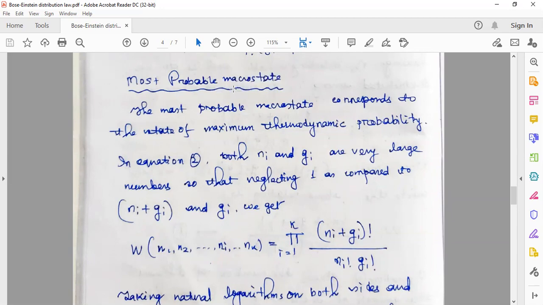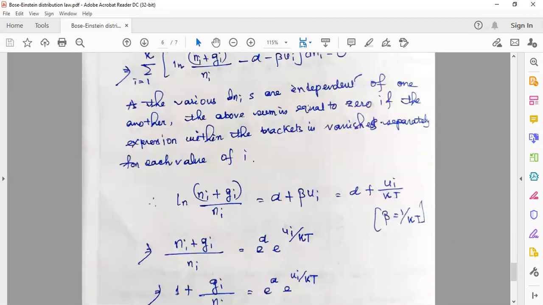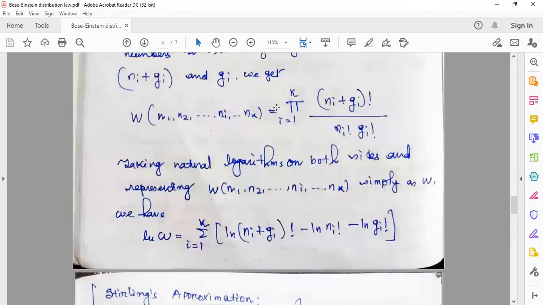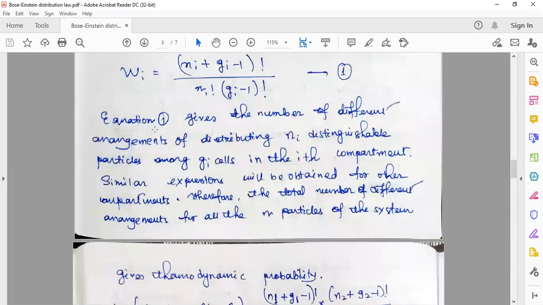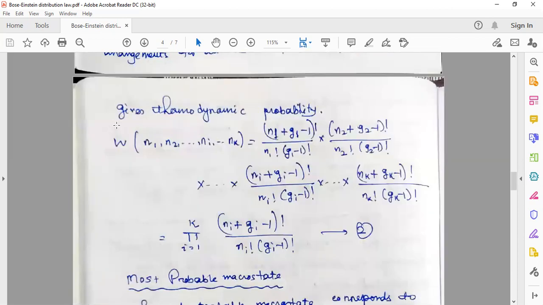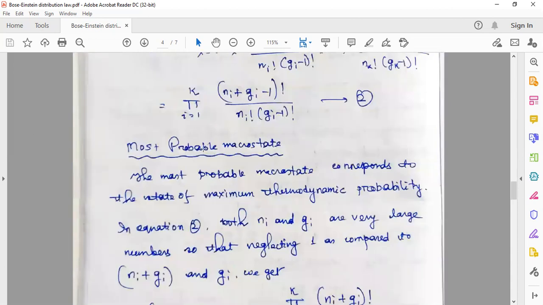So the most probable macrostate, that is what we have to consider, and there are some mathematical derivations. Let us see. The most probable macrostate corresponds to the state of maximum thermodynamic probability. Maximum thermodynamic probability means this W value has to be maximum. That gives us the most probable macrostate.